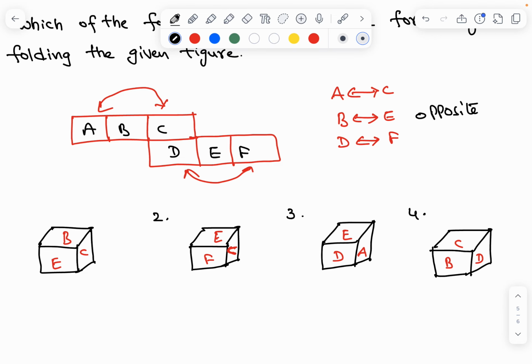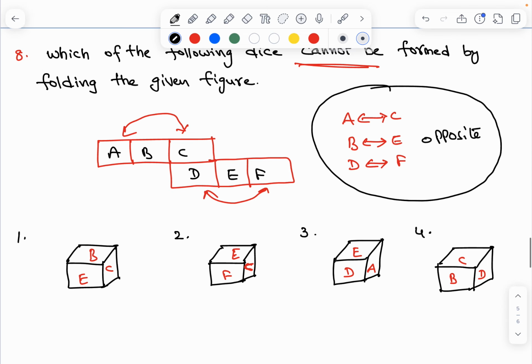What is the answer? Write in the comment box. This is the homework for you.